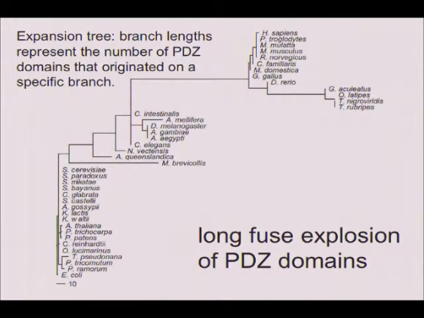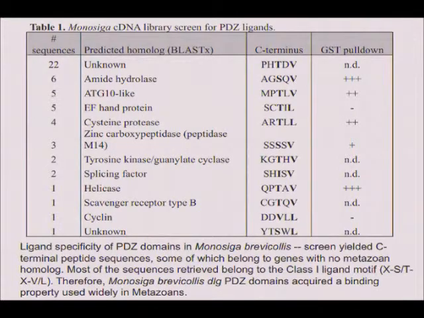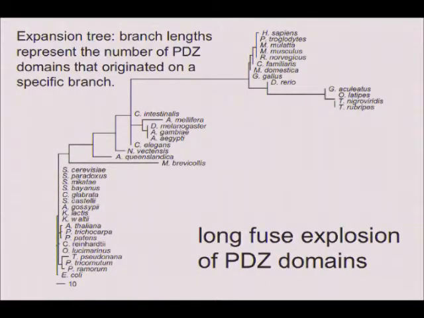So we have this sort of long fuse where there's millions of years of evolution going on. There's this burst in PDZ domains, and then another burst in PDZ domains. So give me a moment to introduce this next slide. The question is, if Monosiga has this scaffold for a synapse, but yet synaptic proteins are not binding to it, what is binding to it?